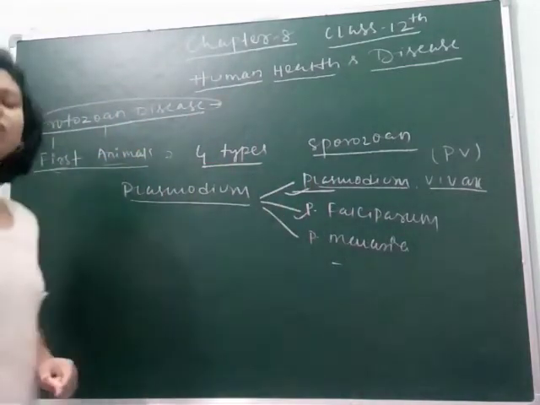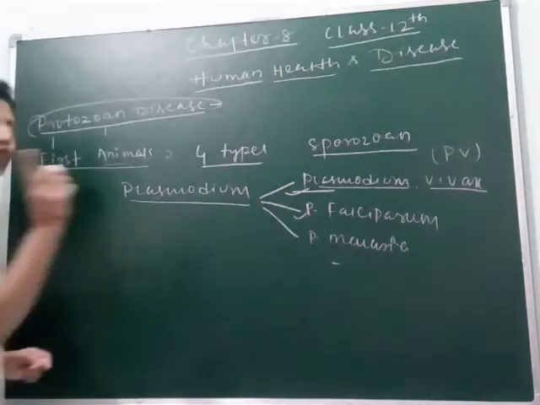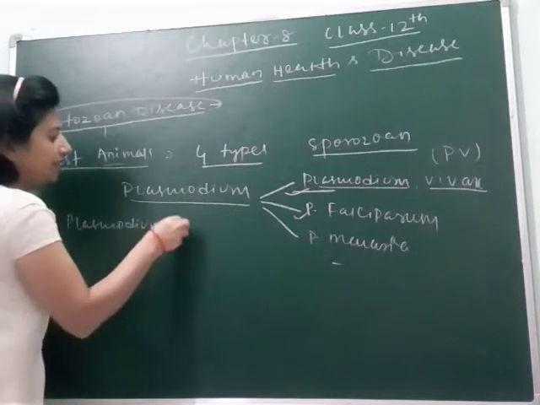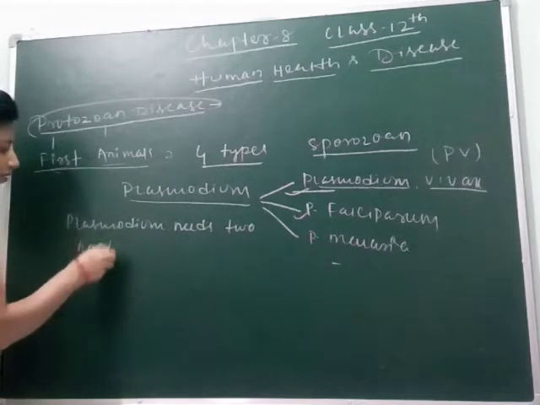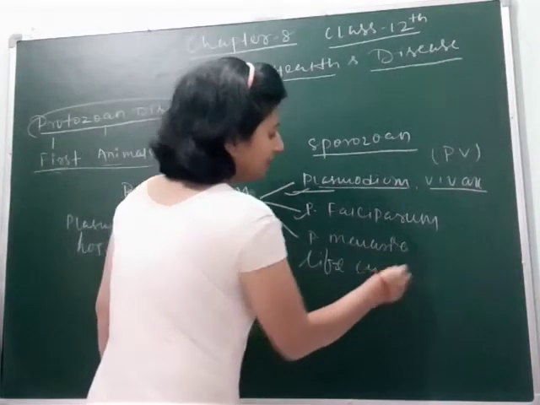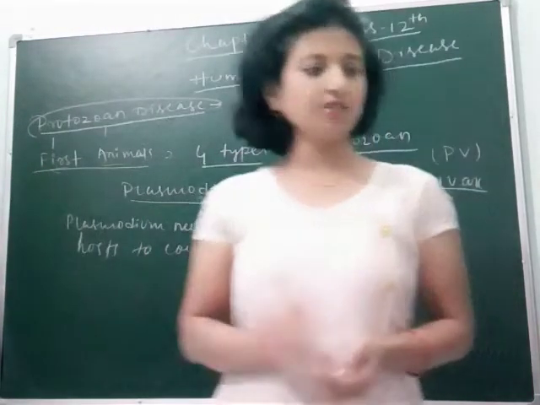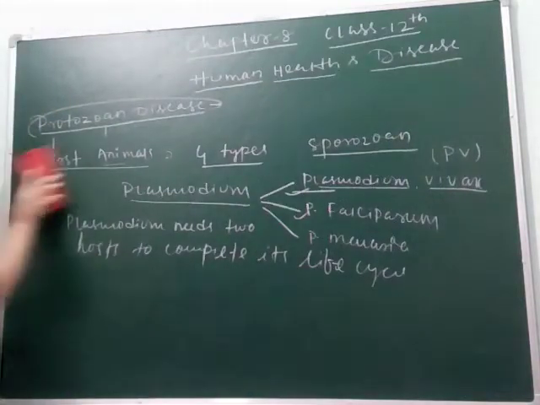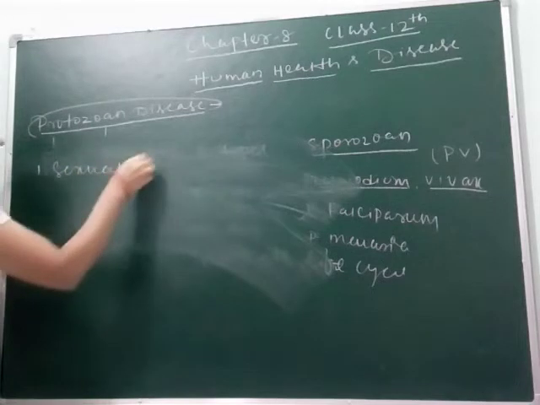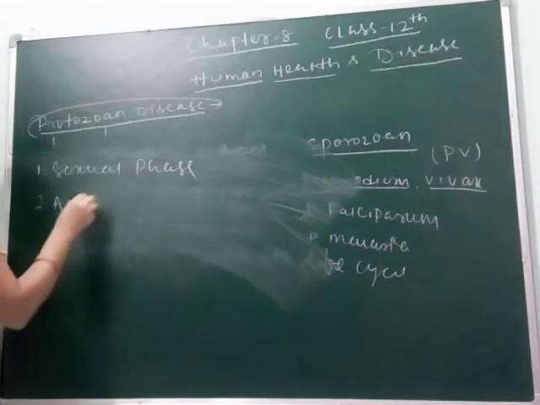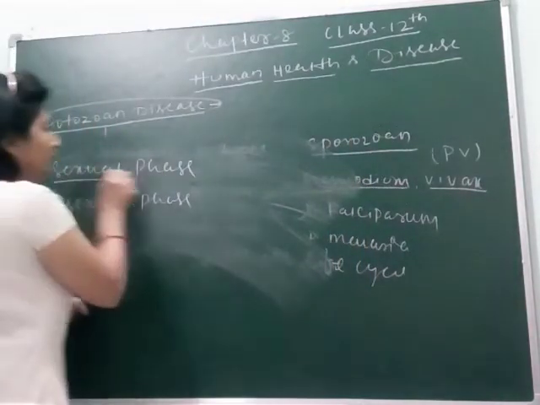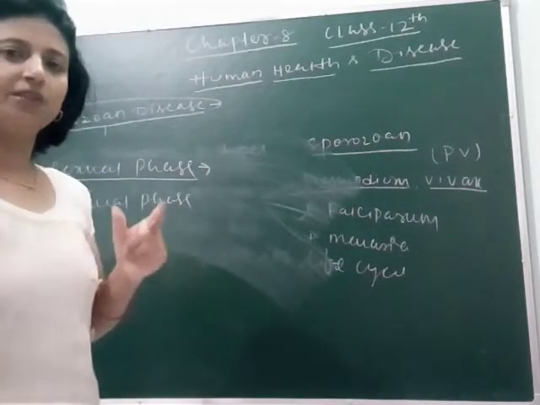So let's understand how this disease occurs. As we know, Plasmodium needs 2 hosts to complete its life cycle. Its life cycle is completed through 2 phases: one is the sexual phase and another is the asexual phase. For completing the sexual phase, Plasmodium chooses the body of a mosquito. Clear? The sexual cycle is completed inside the mosquito body.